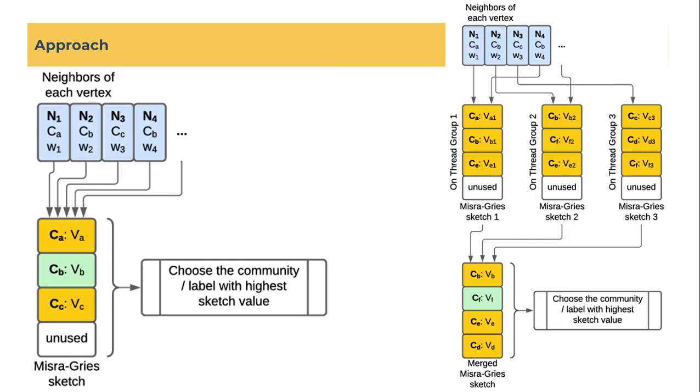In the sketch, we aggregate the community label and the associated sketch value. Once all the neighbors have been processed, we choose the label with the highest sketch value. This is done for vertices with low degree. For high degree vertices, we maintain multiple Misra-Gries sketches, aggregate them separately, and then combine them together into a single consolidated Misra-Gries sketch, and then select the community with the highest sketch value.